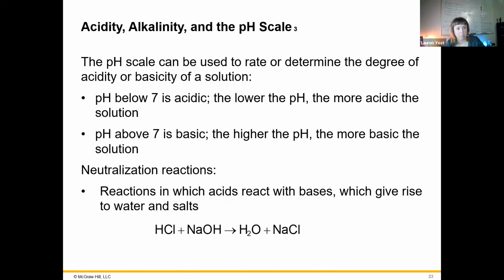Okay. That's pH in a nutshell. So anything with pH below 7 is a higher hydrogen ion concentration. That's a lower pH. That's acidic. A pH above 7 is basic, so that's going to be higher hydroxyl or lower hydrogen ions. Okay, neutralization reactions are where we're reacting acids and bases to give off water and whatever salts might result from the reaction.